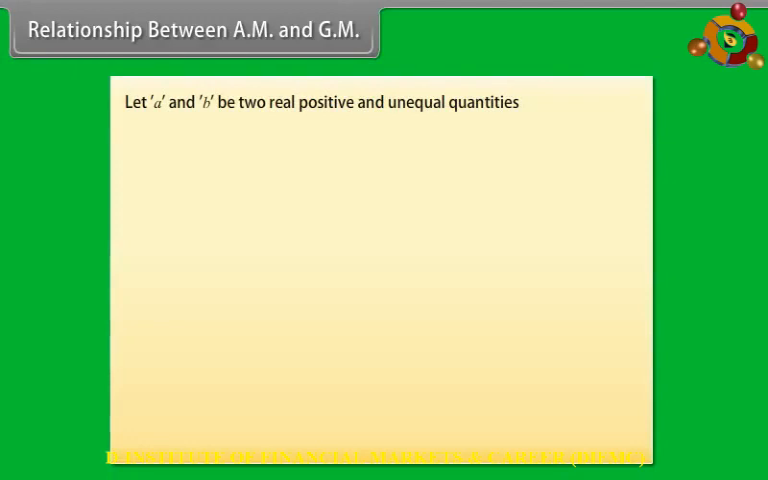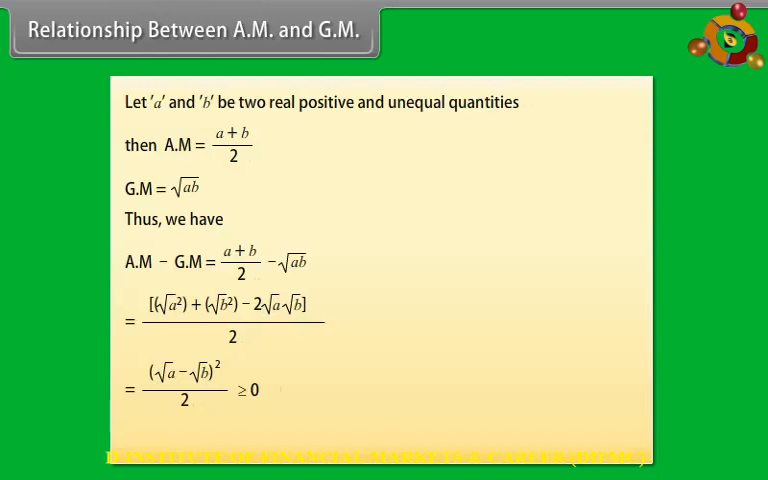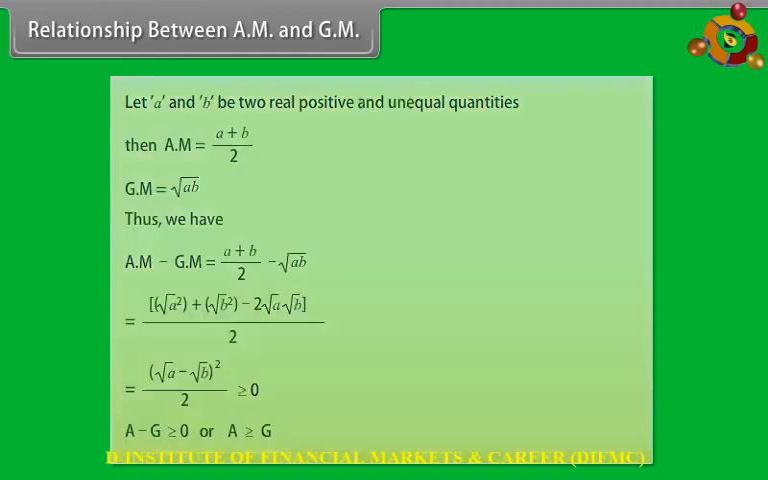Relationship between AM and GM. Let A and B be two real positive and unequal quantities. Then, arithmetic mean is equal to A plus B divided by 2. Geometric mean is equal to square root of AB. Thus, we have arithmetic mean minus geometric mean is equal to A plus B divided by 2 minus square root of AB. And on solving, it is found that the difference is greater than or equal to 0 and A is greater than or equal to G.